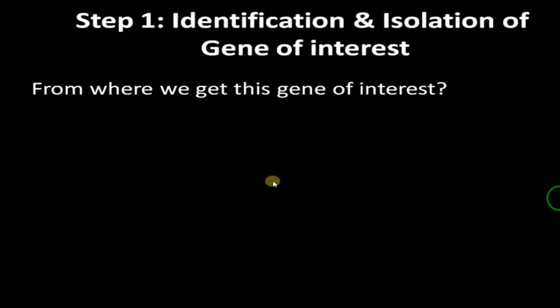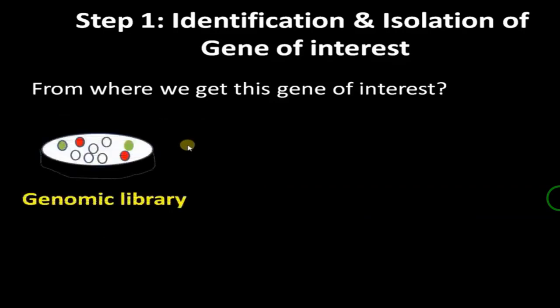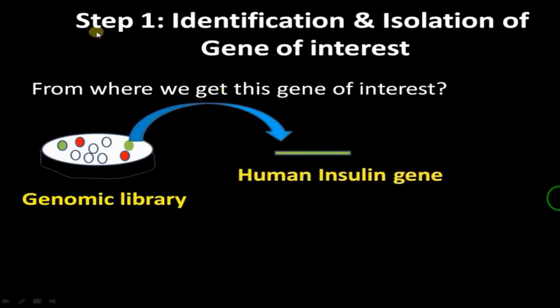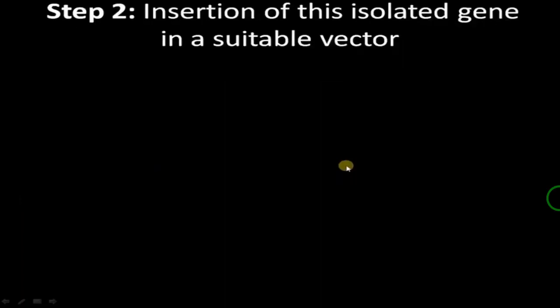But now we have taken the gene from the genomic library. From the genomic library we have taken the human insulin gene. So the gene of interest was taken from the genomic library, that is the human insulin gene.